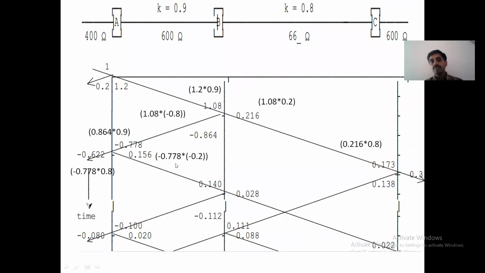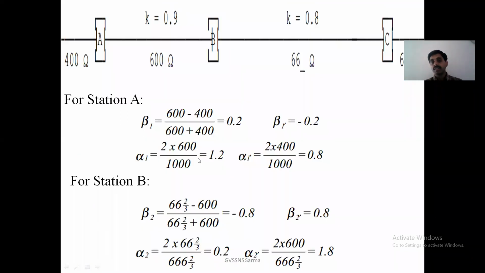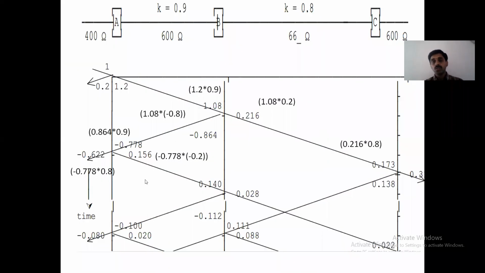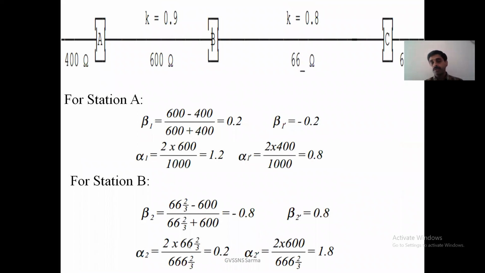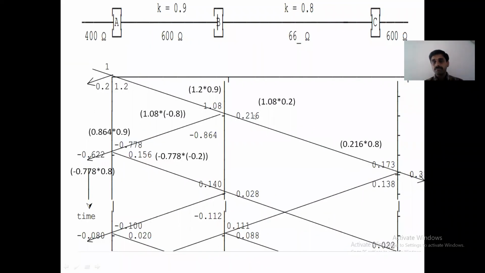What is reflected back? Minus 0.778 into, at this junction, when it is coming from this position, the reflection coefficient we got is minus 0.2, beta 1 dash. So it is multiplied with minus 0.2, and this is the value coming here. Like this you can calculate the values. If you take this junction, 1.08 is reflected and 1.08 into 0.2 is transmitted at this junction, because for the junction J2 we have calculated the transmitted values multiplied with 0.2. So using these figures, you can calculate again.